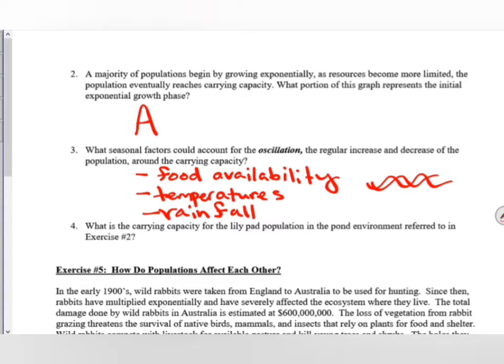Number 4 is just a throwback to yesterday. I don't know if you guys remember. What is the carrying capacity for the lily pad population? If half the capacity was 512, then the total capacity was what? 1,024. Okay, and that is it on this sheet, but we need to learn a little bit more about limiting factors. And I've got a video that I want to show you to help us with that. I'll stop it in several places. It's on the front page of Schoology.